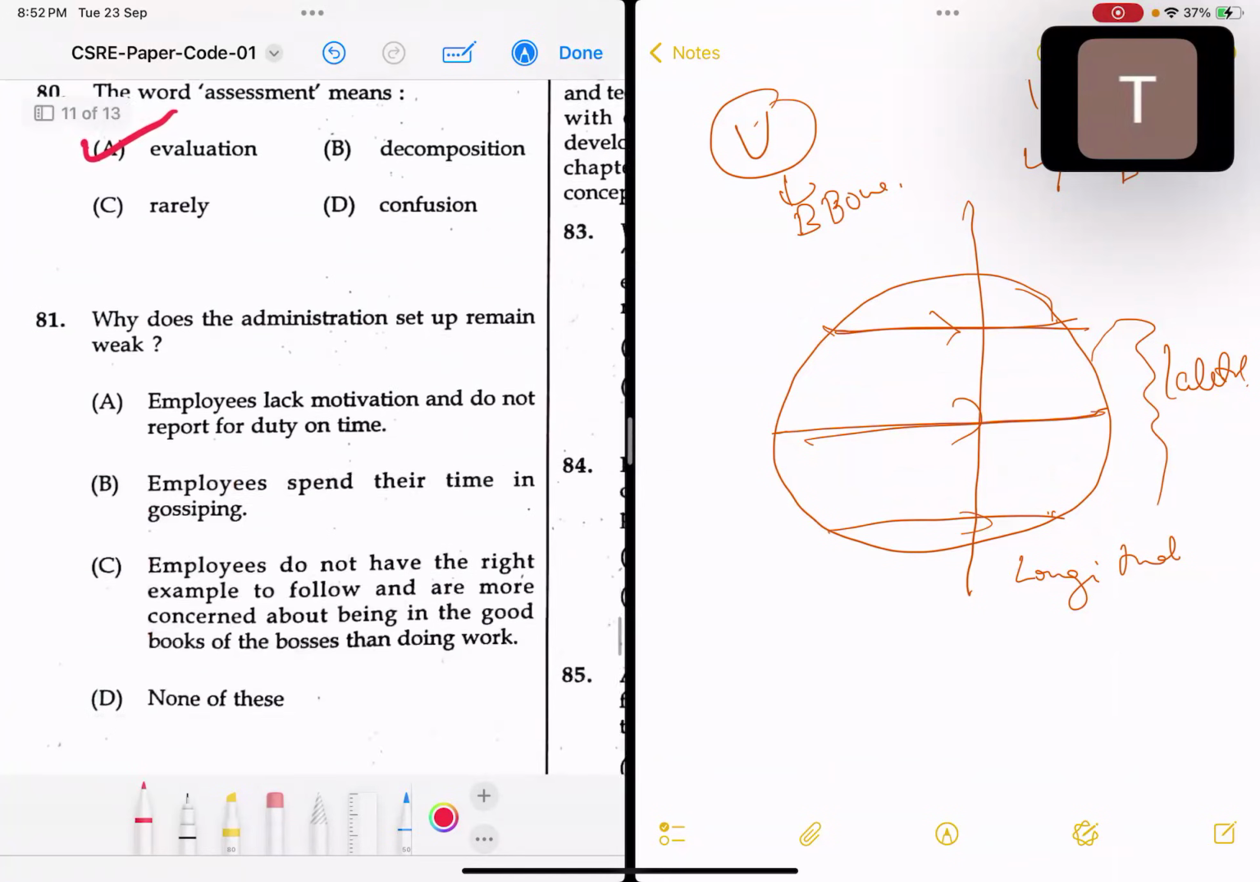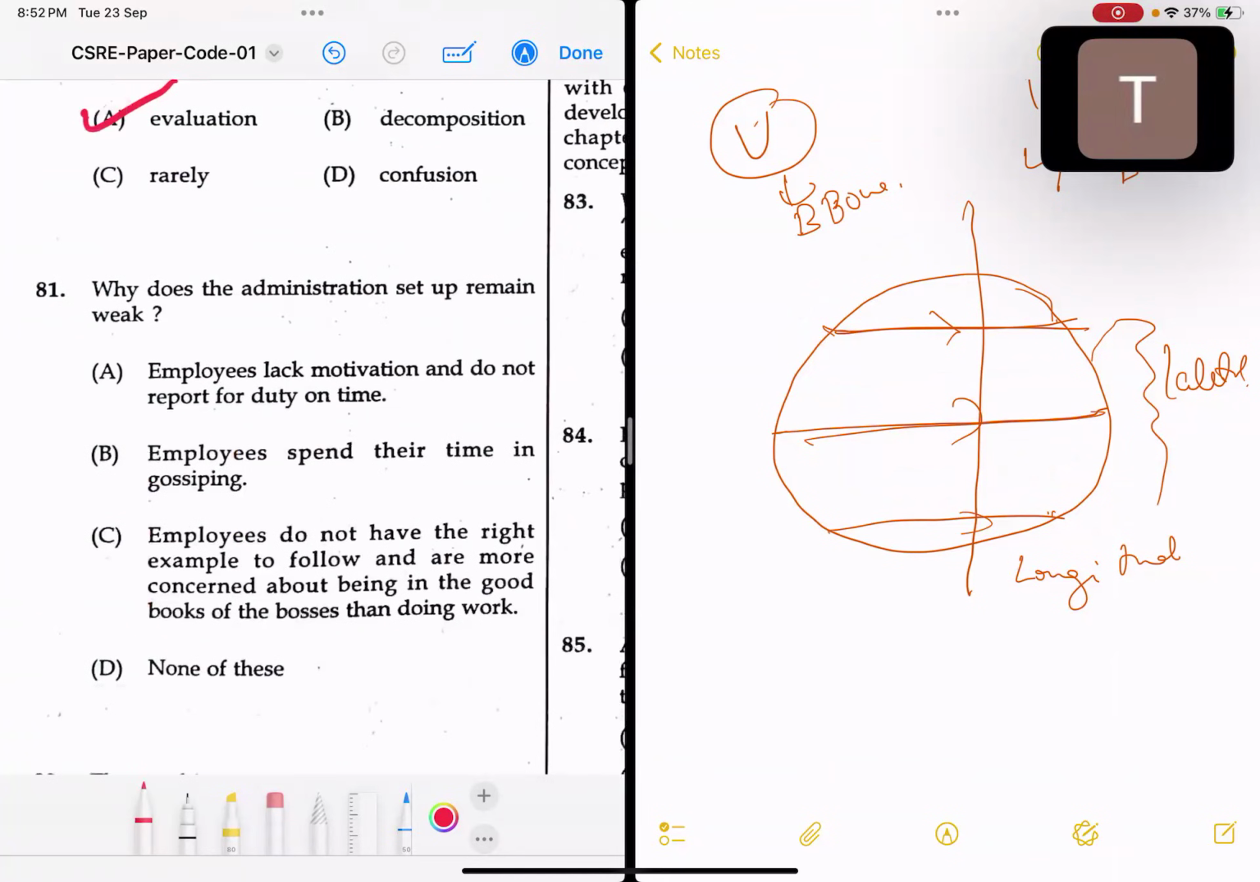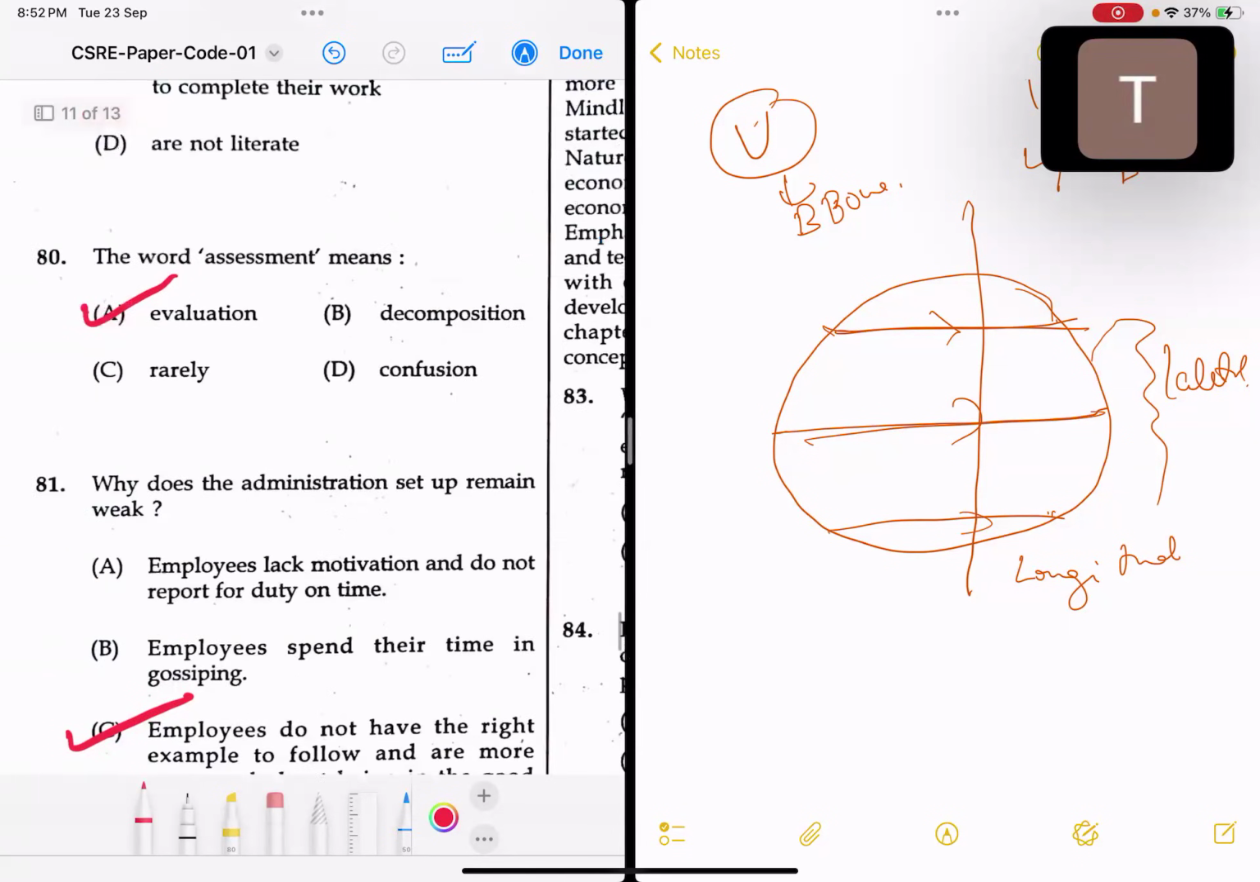Why does the administration setup remain weak? If you read the passage carefully, it says that the administrative setup remains weak because there are no proper examples to follow, right? Employees do not have proper examples to follow. So the correct option is C. And they are more concerned about being in the good books of their bosses than doing the right work.